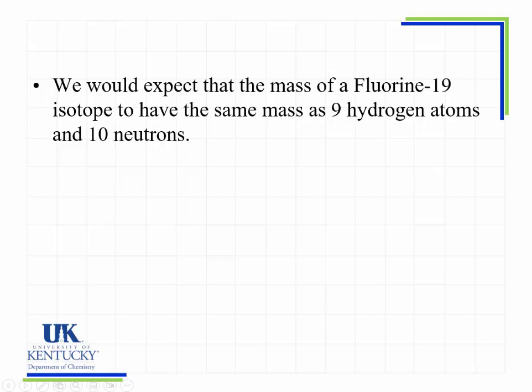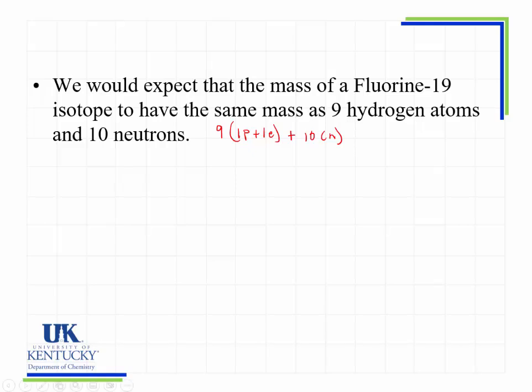We would expect a fluorine isotope, fluorine-19, to weigh exactly the same as 9 hydrogen atoms. Well, what's in the 9 hydrogen atoms? It has 1 proton plus 1 electron. Okay, so that would be 9 hydrogen atoms, and then 10 neutrons. That is what a fluorine atom consists of. The 9 hydrogen atoms gives you all the electrons you need, all the protons and the neutrons.